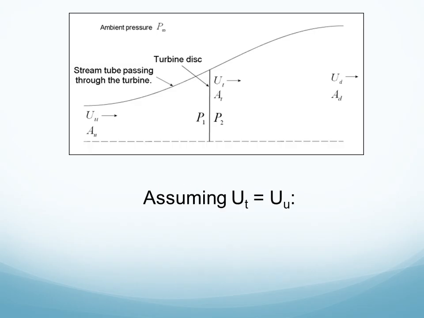For the purposes of this calculation, we're going to make the assumption that the velocity of air upstream of the turbine is equal to the velocity of the air through the turbine. Substituting ut for uu gives us an extra uu term and results in a uu cubed factor. This is the equation we will use in our efficiency calculation.